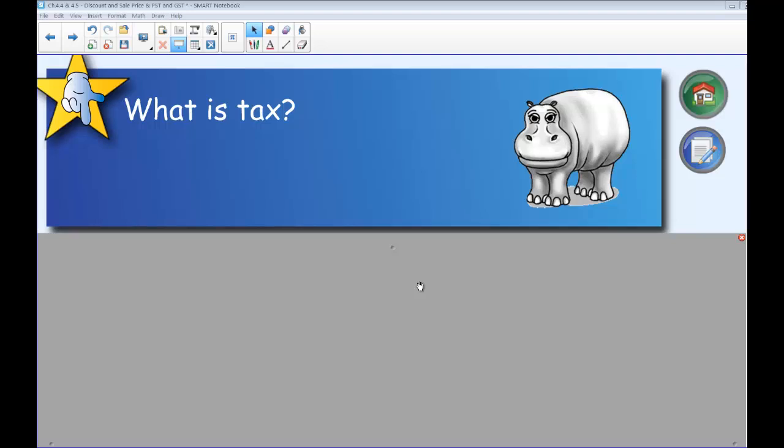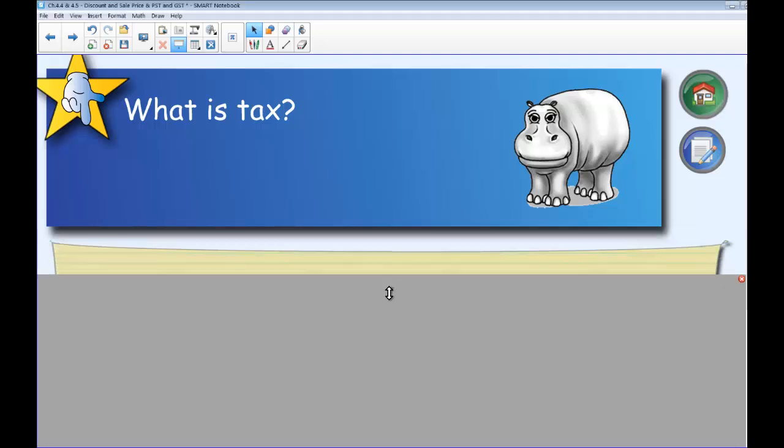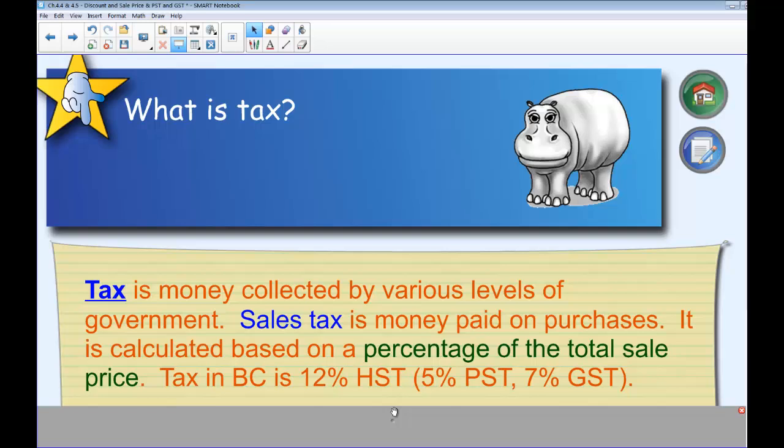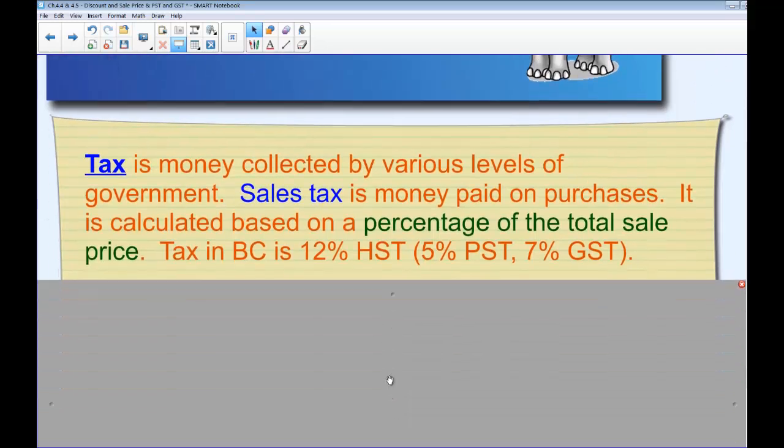Now next, we're going to talk about the idea of tax. Now what is tax? Well, tax is collected by various levels of government, and there certainly is various types of taxes, but the kind of tax that we're going to be concerned with in this chapter is the idea of sales tax. Now here in BC, the sales tax is known as the HST currently, and it is 12%. Previous to this, it was 5% PST, that's provincial sales tax, and 7% GST, the goods and services tax.